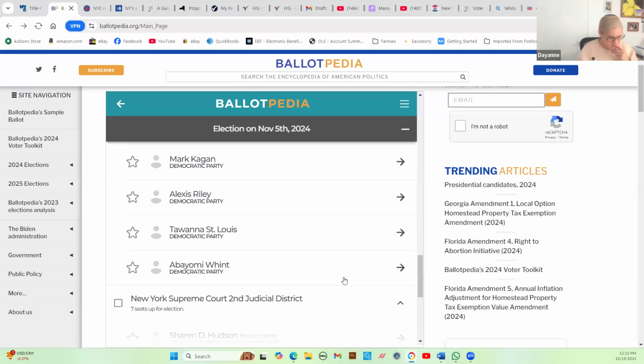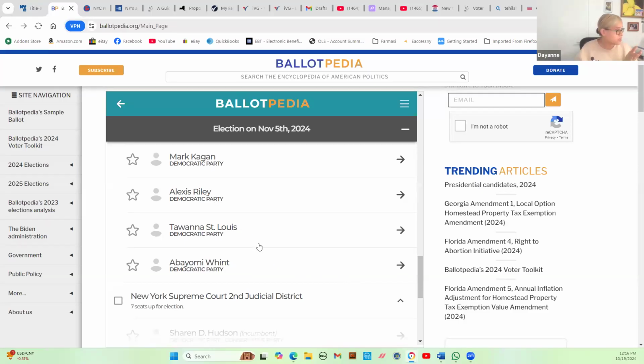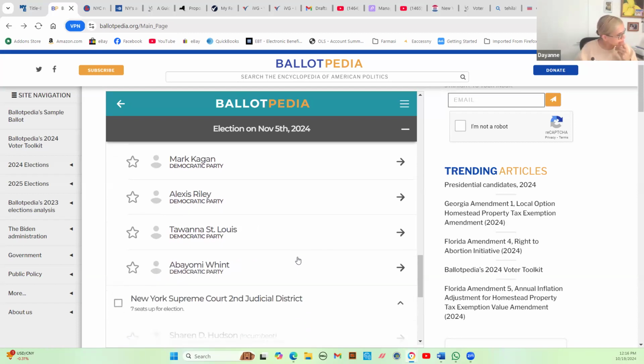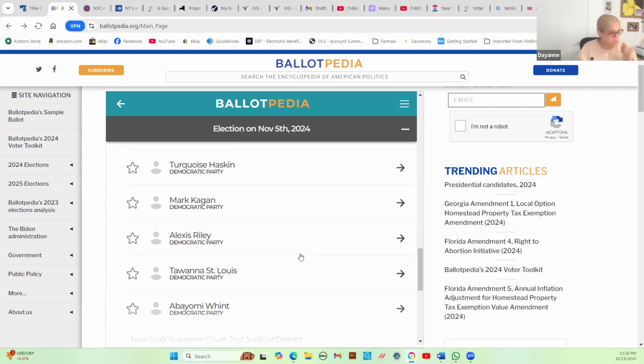And then we have Alexis Riley. So Alexis Riley, if you notice, almost all the judges are always going to be Democrat. It's always been that way. It's unfortunate because that means our system is not balanced. It's not fair. And that's a big problem. It really is. But again, you can't complain if you're the one that's put them there.